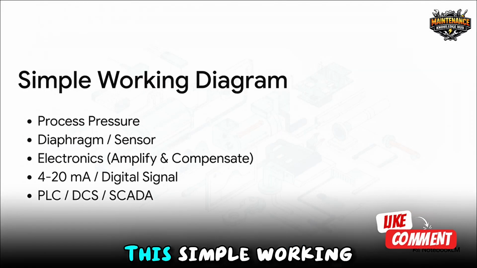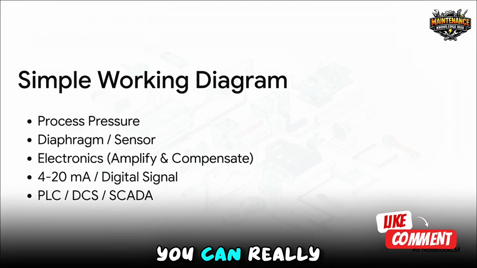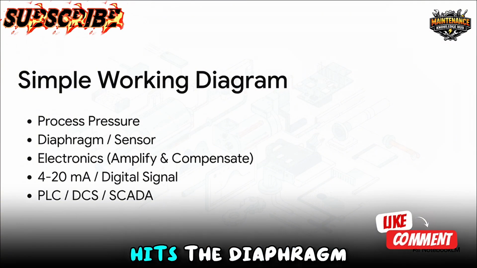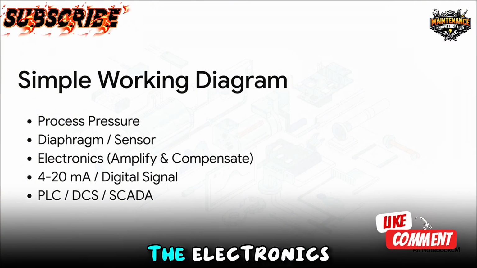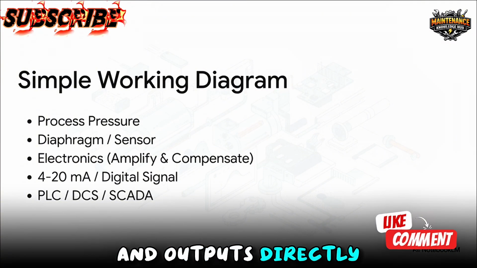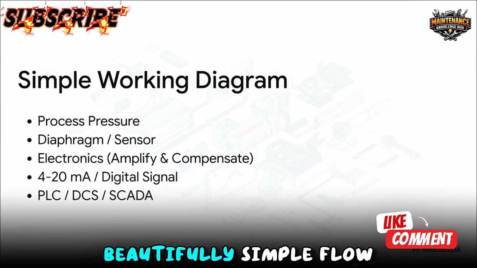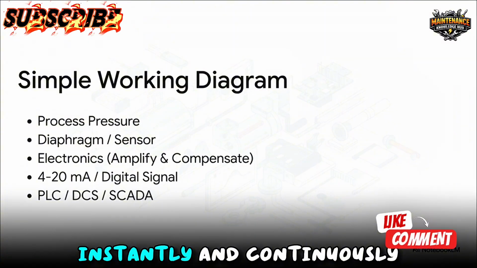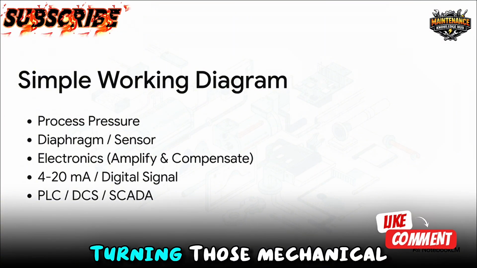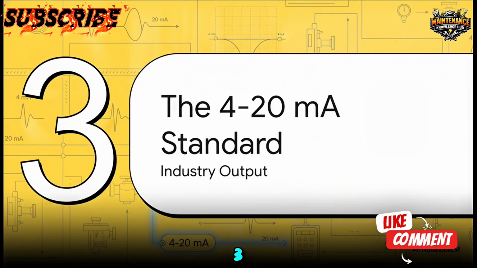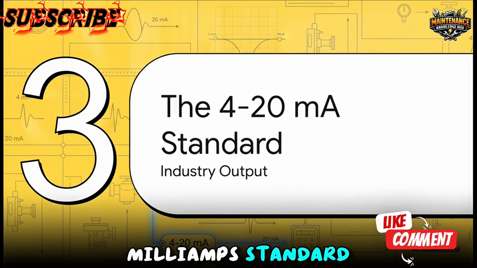If you follow this simple working diagram, you can really trace that linear journey. Raw physical force hits the diaphragm, moves straight through the electronics, and outputs directly to the control system monitoring the plant. It's just a beautifully simple flow, and it happens instantly and continuously, turning those mechanical shifts into absolutely critical data.